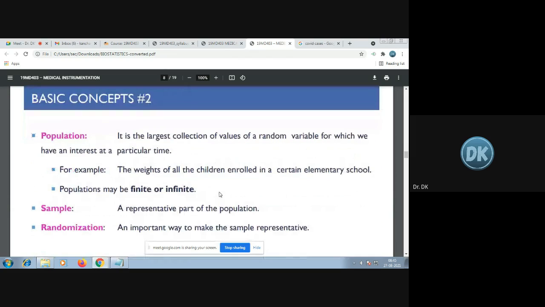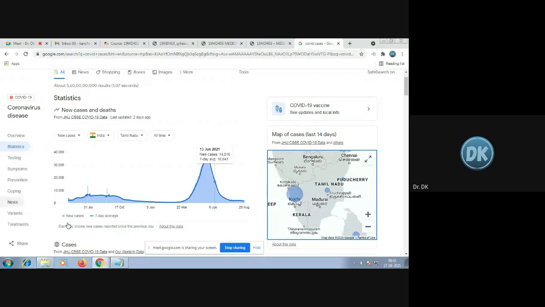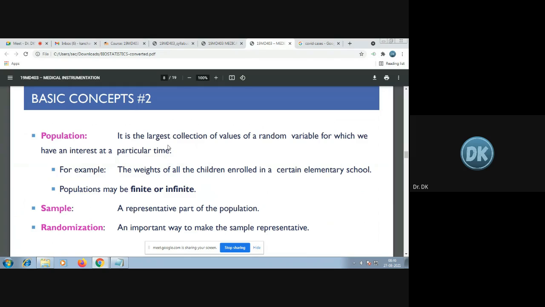Third one is population. Population is the largest collection of values of a random variable in which we have an interest at a particular time. For example, if you take this data, you are concentrating mainly on the Indian population, right? If you look at this graph right here, you are concentrating on the Tamil Nadu and Kerala population. So population refers to the group which we are currently focusing on. Whatever data we are taking, that collection of values is the population.